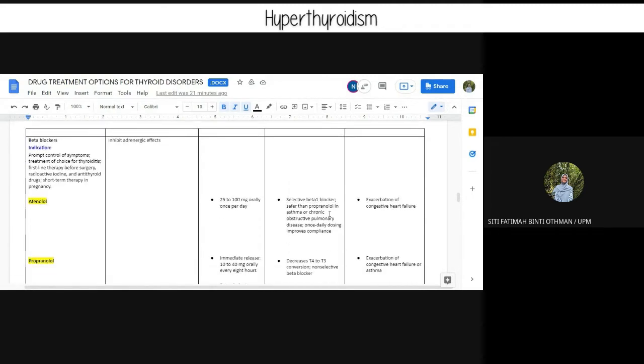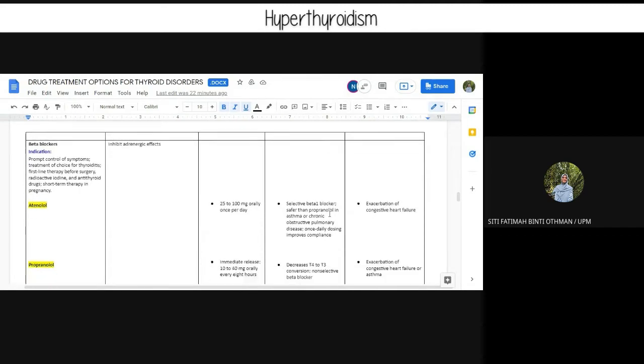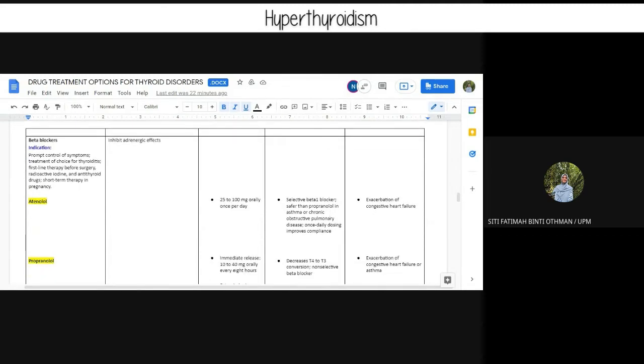Okay, the next category is the beta blockers. The indication for beta blockers is prompt control of symptoms, treatment of choice for thyroiditis, first line therapy before surgery, radioactive iodine, and anti-thyroid drugs. This also can be short-term therapy in pregnancy. The mechanism of action for beta blockers is that they inhibit the adrenergic effects.